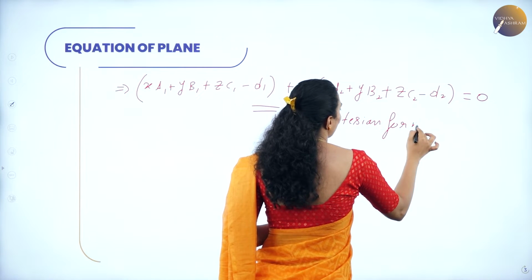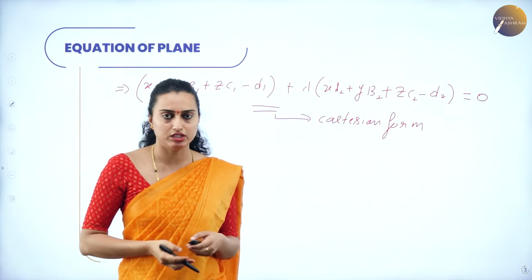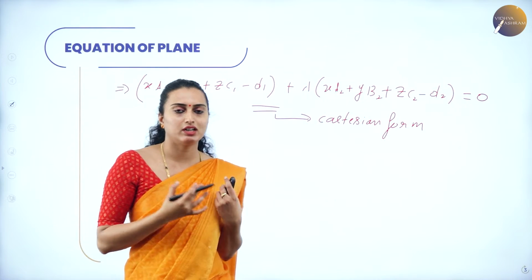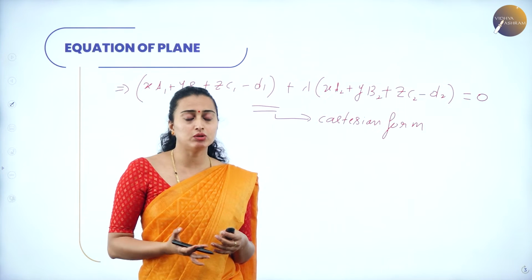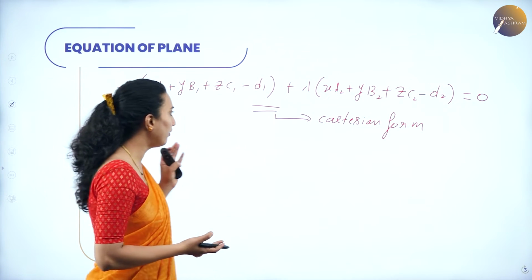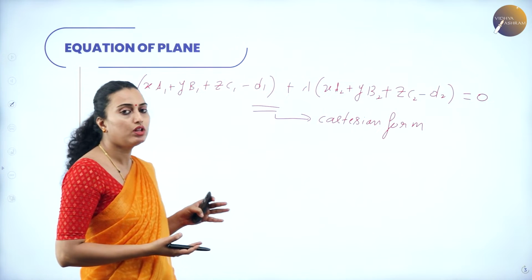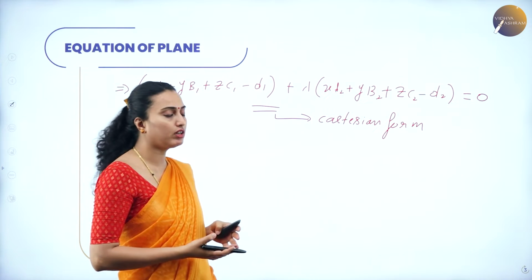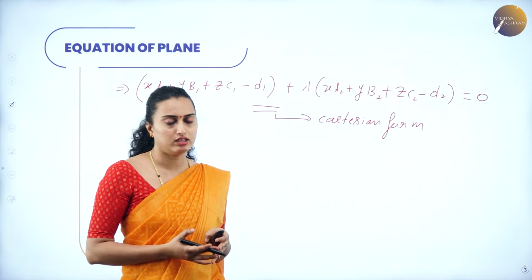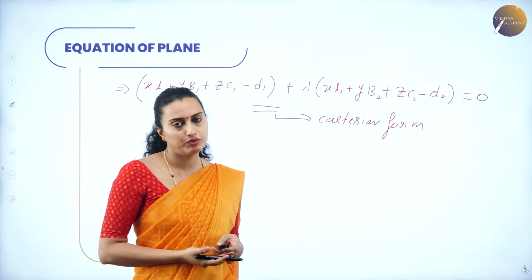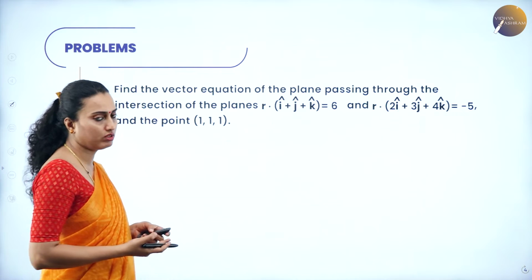Okay, this is very, very important, dears. One is in the vector form, another one is in the Cartesian form. Now, substituting the values of a2, b2, c2 and a1, b1, c1 that they have given there, you are going to find out the value of lambda. That's it. Now we'll be moving on to the problems based on this, dears.